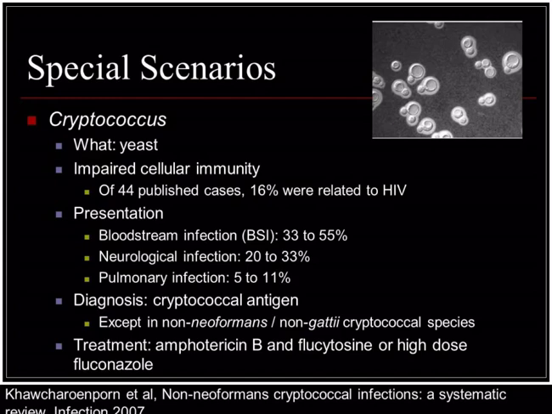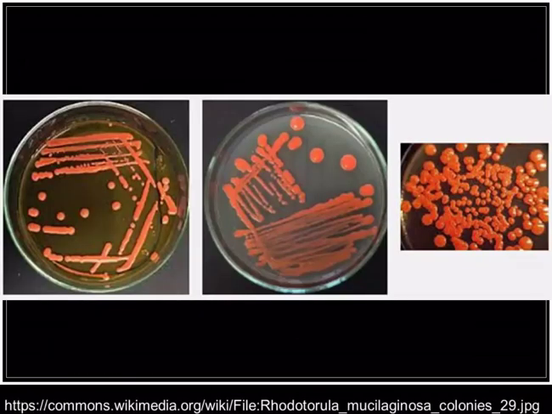You can have a cryptococcoma, a pulmonary infection. We look at the cryptococcal antigen, except in non-neoformans, non-Gattii cryptococcal species. And then these are the ones that you tend to give ampho and flucytosine, or if you're in an impoverished area, they can do high-dose fluconazole.